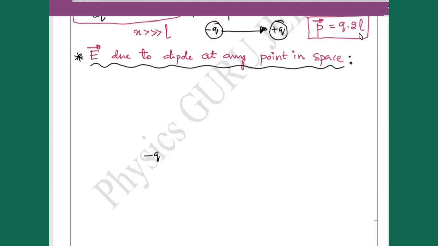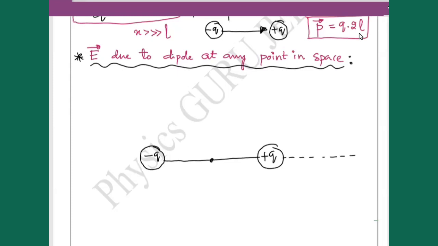Okay. Now, what I'm going to calculate here is the electric field due to a dipole at any point in space. For that purpose, I'll take a minus q and a plus q. These are minus q and plus q charges, right? Separated by a certain distance. Fine.